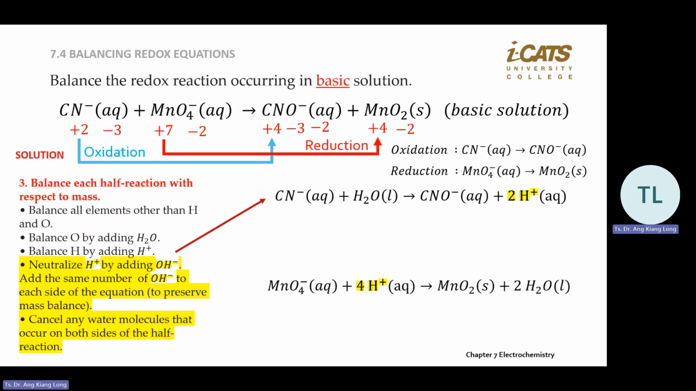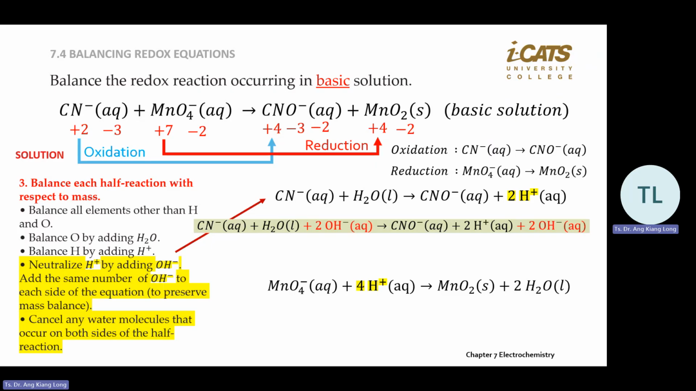Then you look at the new two rules. It means what? You need to neutralize H plus by adding OH negative, the same number of OH negative to each side of the equation to preserve mass balance. It means what? Let's look at the first equation. 2H plus here. You need to add OH here to balance. So how do you add?